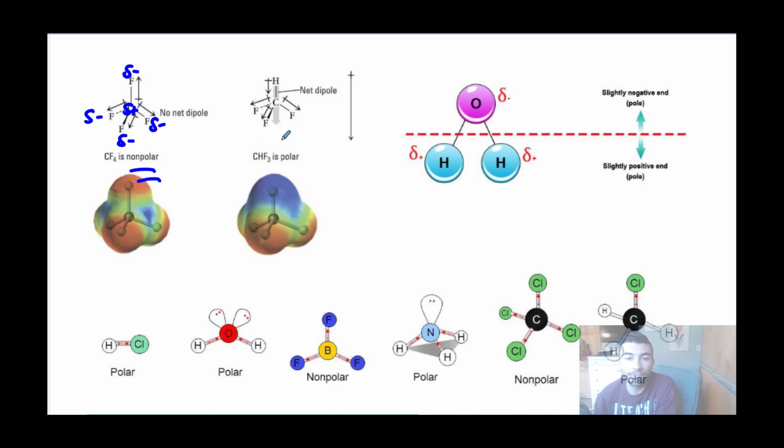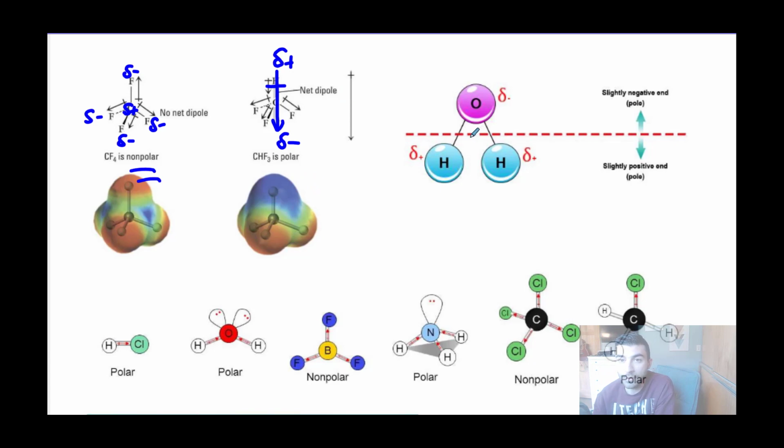Whereas in CHF3, I still have 4 polar bonds. 3 of them are identical. 1 of them is different. And if I look, I can see that the net movement of electrons is from the hydrogen to the carbon, and then from the carbon to these outer fluorines. So this net dipole, which you can see drawn in gray here, I'll highlight it in blue, shows that the electrons are being moved towards this end and away from this end, which makes this end more negative, that end more positive. That creates a polar molecule.